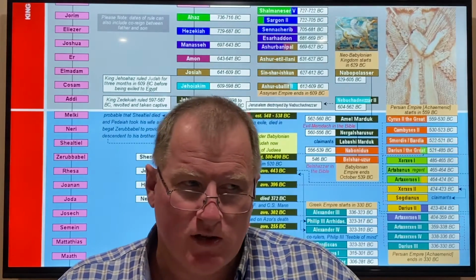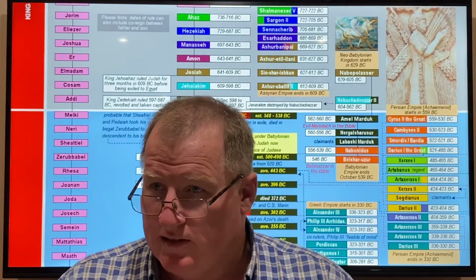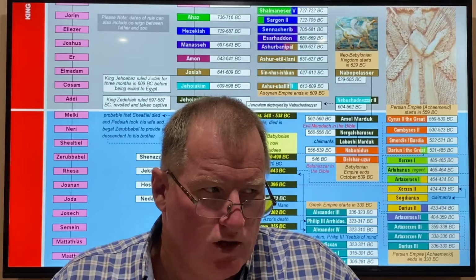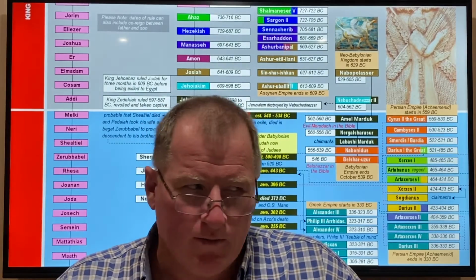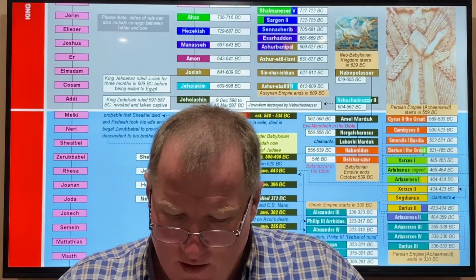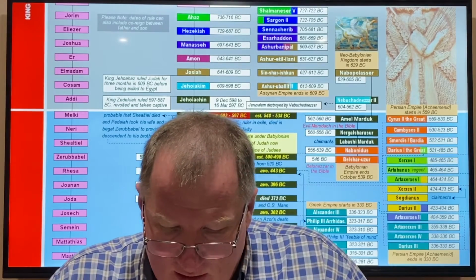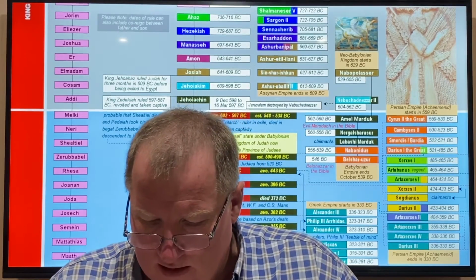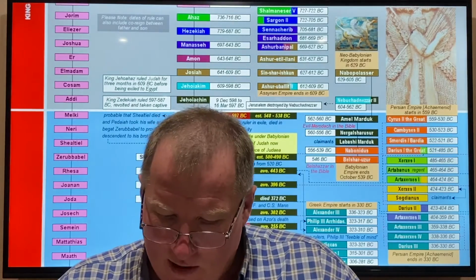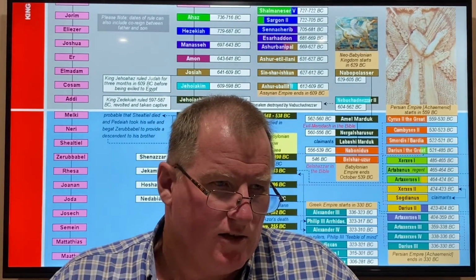We can work this out because the Bible tells us that he was released from prison when the new king came. And so we're able to place dates on this event. Part of the relevance of this is that we can know from this that King Jehoiachin in exile was now aged 53 years of age.